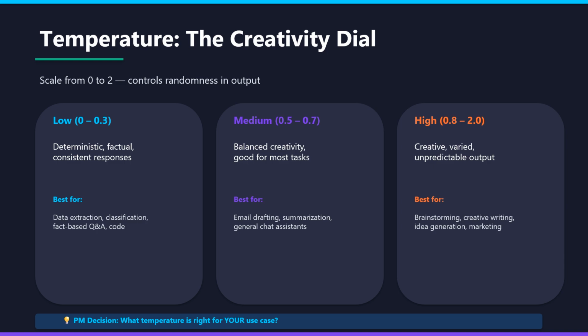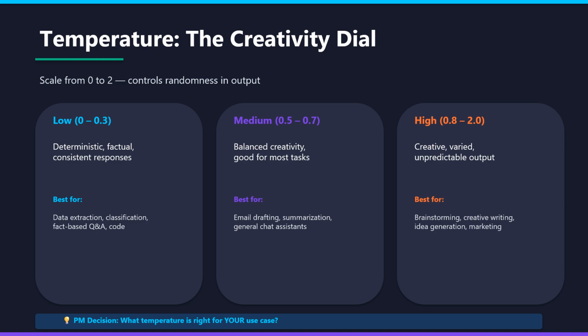Right? Here is the PM decision at the bottom of the slide. What temperature is right for your use case? Okay, the right temperature depends on your users' expectations. If they are asking for a legal summary, they want temperature 0. If they are asking for marketing tagline ideas, they want temperature like 1.2. You might even want different temperatures for different features within the same product.